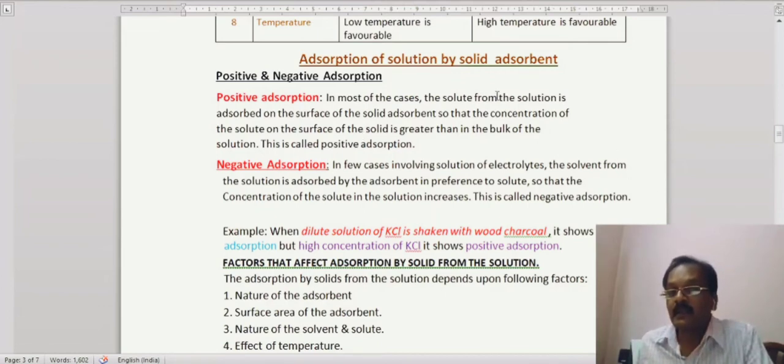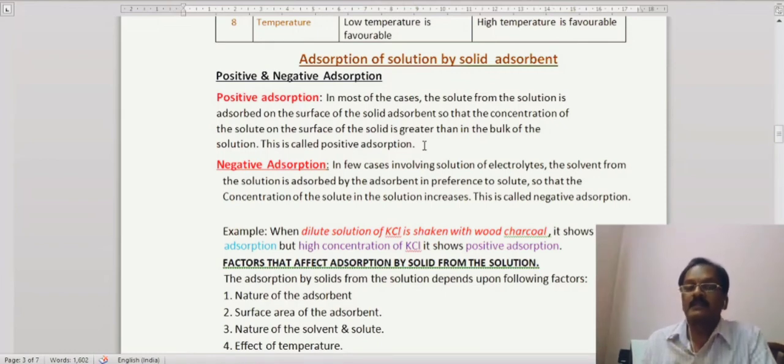So the concentration of the solute on the surface of the solid is greater than the bulk of the solution, and this is called positive adsorption. Means we can simply say, if the adsorbent adsorbs a solute from the solution, it is called positive adsorption. This is a very simplified way of understanding the concept of positive adsorption.